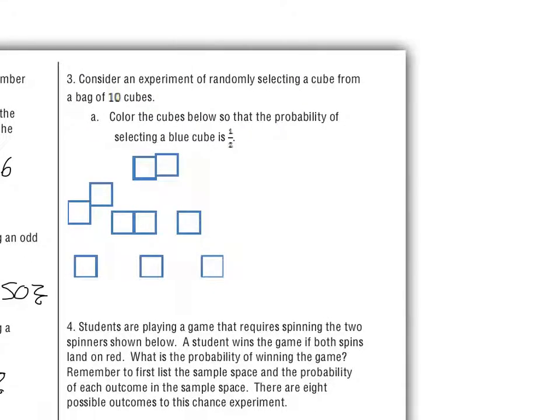All right, look at the experiment below. Randomly selecting cubes from a bag of 10 cubes. It's kind of got our 10 cubes. It says color the cubes so the probability of selecting a blue cube is 1/2. All right, so how many cubes would we need to be in there for this to be out of 10 cubes? The probability would be 1/2. So if we look at this, it tells us, well, for it to be half of them would be blue cubes. So I'm just going to put blue, blue, blue, blue, and blue. So that's 5 blue cubes, and then let's just say the rest of them are red.